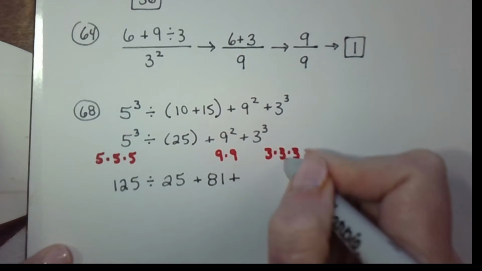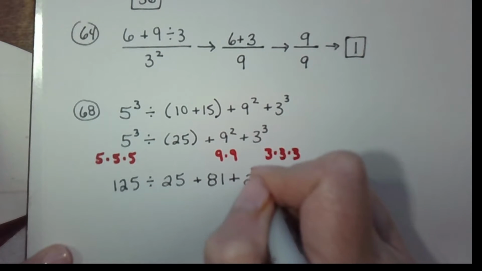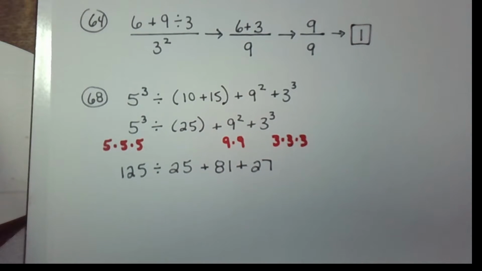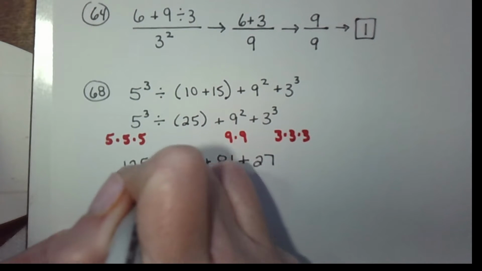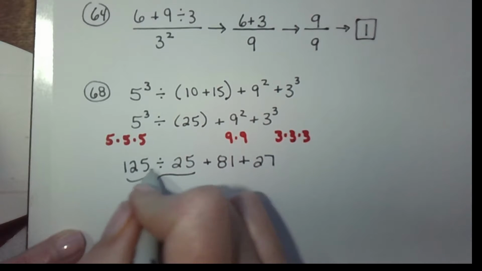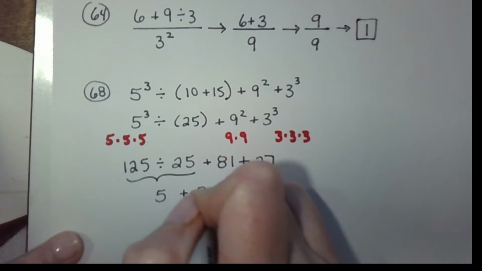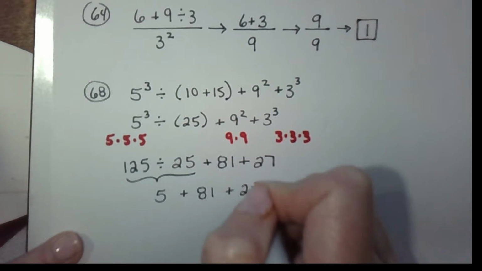3 times 3 is 9, times 3 is 27. So that's what we get when we work out all the exponents. And then now we're down to division and addition. Well, division comes first. 125 divided by 25 is 5, plus 81, plus 27.